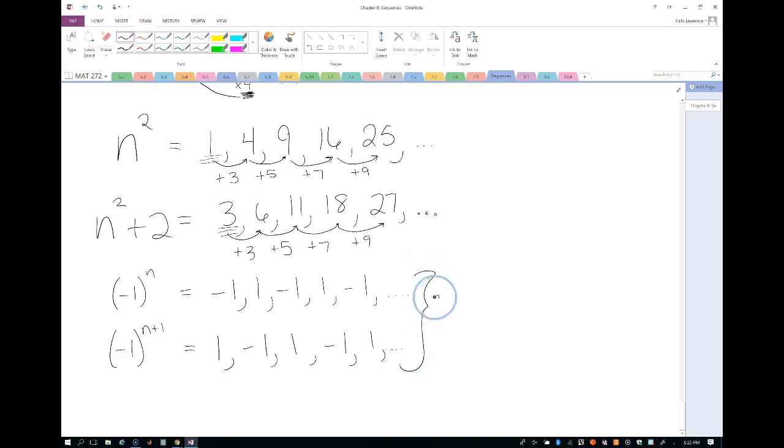But both of these are a clue, if we see them in our sequence, to let us know that we're dealing with an alternating pattern, or an alternating sequence.